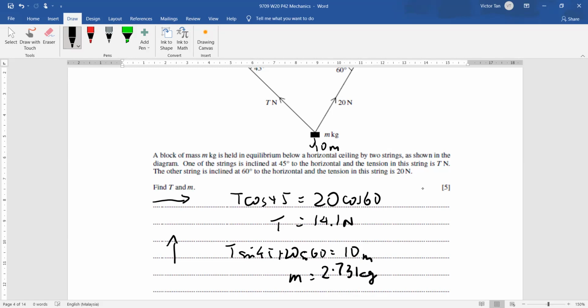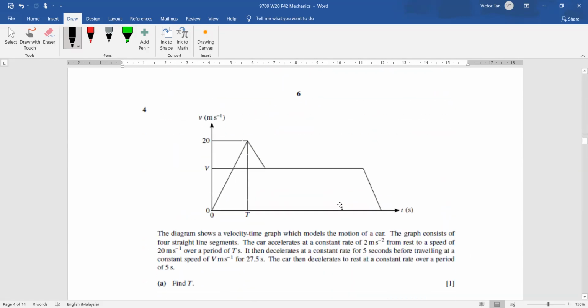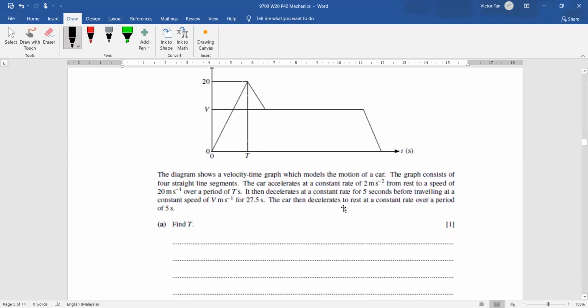Okay, next question. Question 4. The diagram shows a velocity time graph which models the motion of a car. The graph consists of 4 straight line segments. The car accelerates at a constant rate of 2 meters per second squared from rest to a speed of 20 meters per second over a period of t seconds. It then decelerates at a constant rate for 5 seconds before traveling at a constant speed of v meters per second for 27.5 seconds. The car then decelerates to rest at a constant rate over a period of 5 seconds.